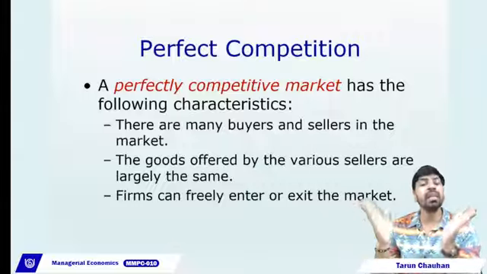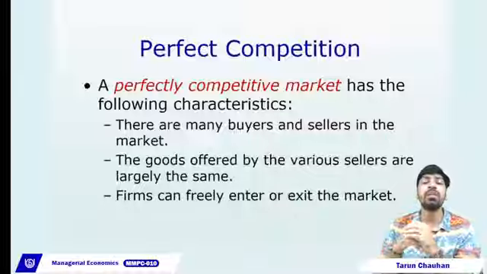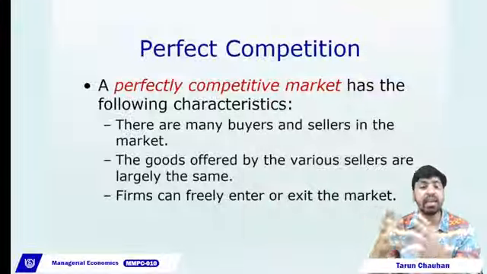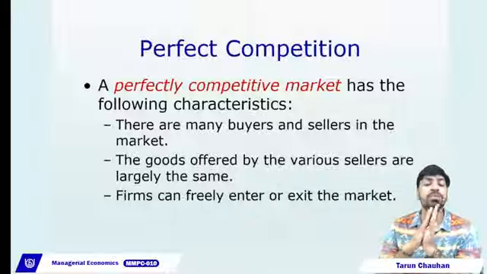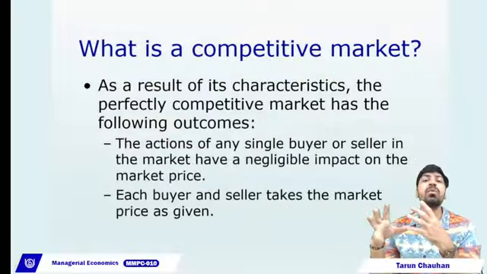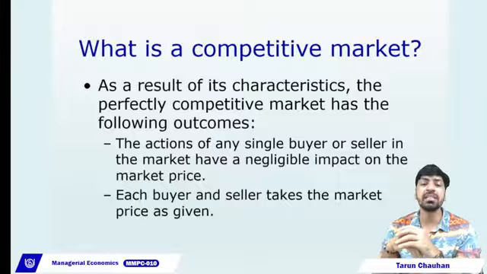So it has the following characteristics: there are many buyers and sellers, goods are offered by various sellers on a large scale, the firms can freely enter and exit, and there is no control over the price. So this is all about the perfectly competitive market. So what is the competitive market? Due to such characteristics, the following outcomes for such a market would arise.